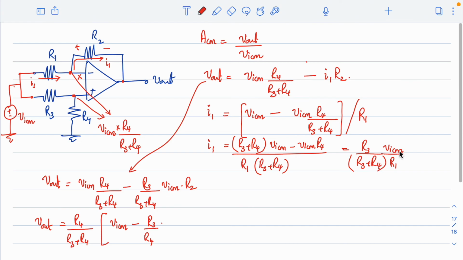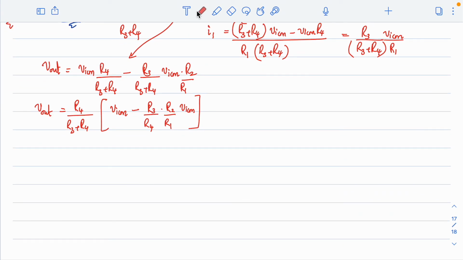Are you guys with me? Yes. Alright, yeah. So this is R1. So where I should add this VICM. Yeah. So there is one R1 term here. So this is VICM into R3 by R4 into R2 by R1 also will be here into VICM. This is the output expression, right?